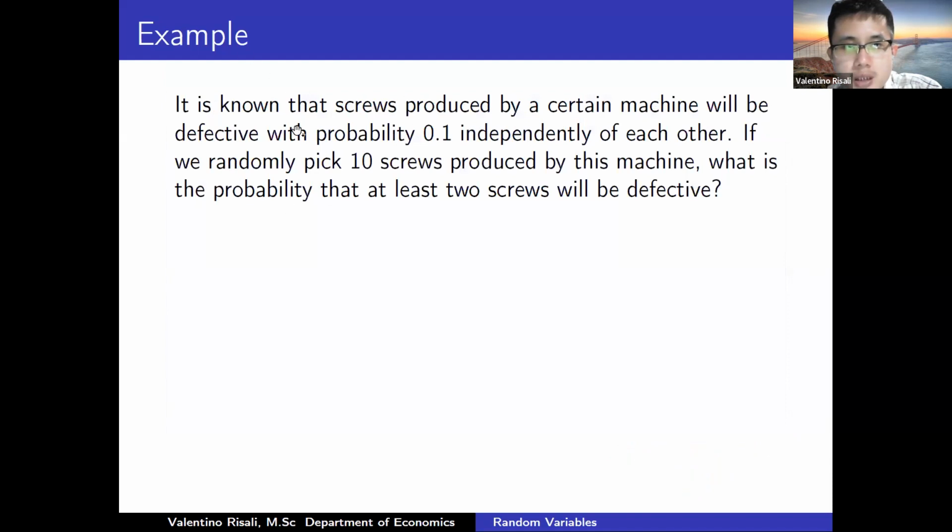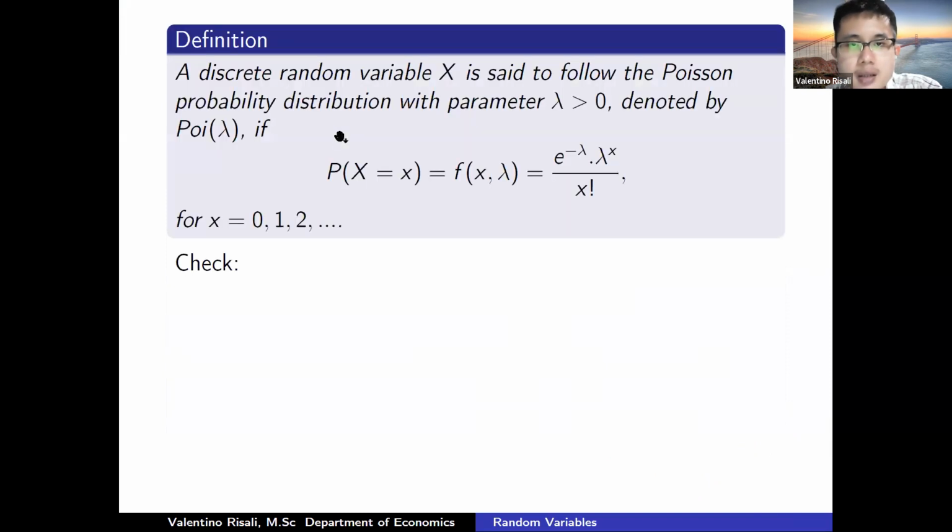This is also one of the examples about a binomial. And for the Poisson, a discrete random variable is said to follow the Poisson probability distribution with parameter lambda, denoted by Poi(lambda), if the PMF is in this form. And once again, you can refer to the Ross book to find why the sum of p(x) is equal to 1.